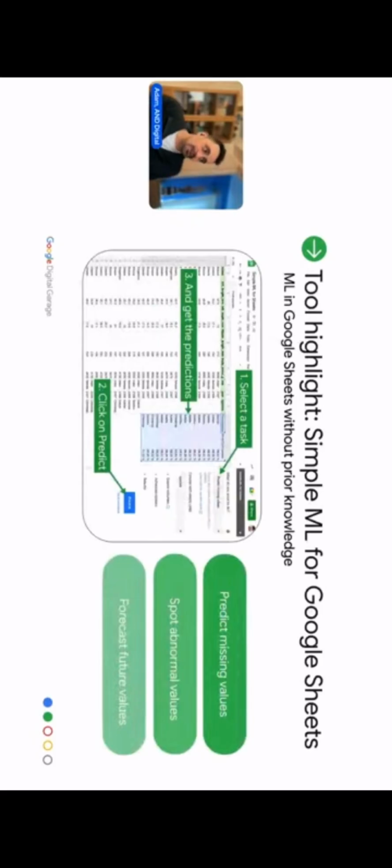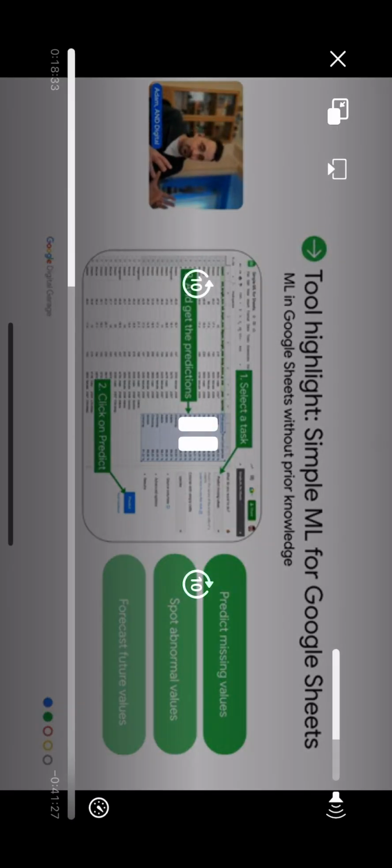And a great example of this is a tool called Simple ML for Google Sheets. You can install it right away. It's an add-on for Google Sheets made by Google, and it gives you some of the most common ML tasks: predicting missing values, spotting abnormal values, and forecasting future values. I don't know if you've ever got an Excel document that's maybe an accumulation of all your sales data across various parts of the business, but there's one row that's missing, or maybe one person has put the decimal place in the wrong spot. And this tool is perfect for that.